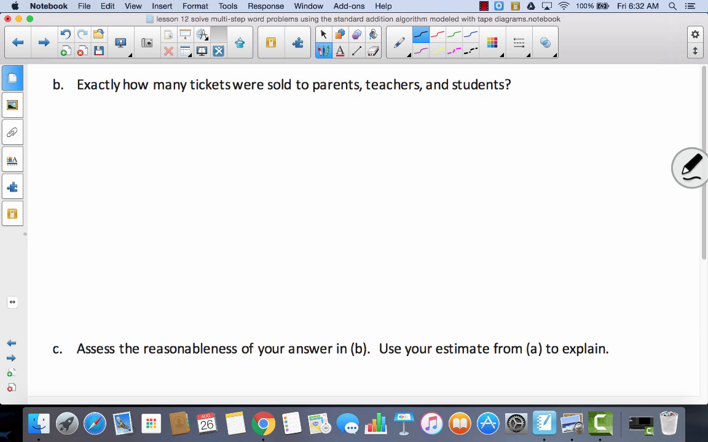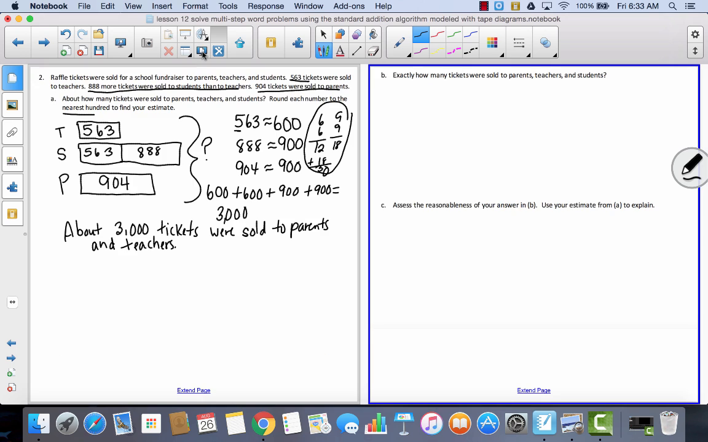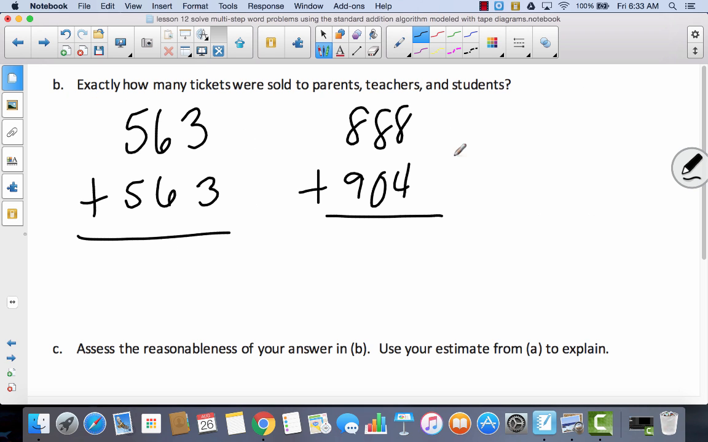All right, so let's take a look at B. Exactly how many tickets were sold to parents, teachers, and students. So now we're going to do the exact same thing, only this time we're going to use the actual answers. So this time, because I have 4 numbers, I think I'm going to go ahead and add 563 and 563, and then I'm going to add 888 and 904. And then I'm going to add these 2 sums together. You can try to add all 4 of them together at the same time if you want to, but just because I don't have a lot of room, I'm going to do it this way.